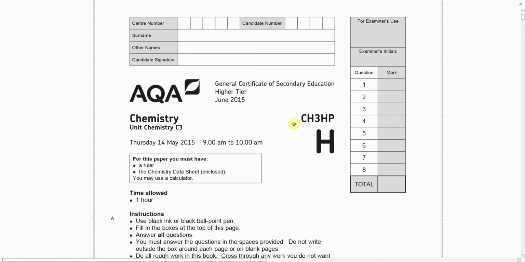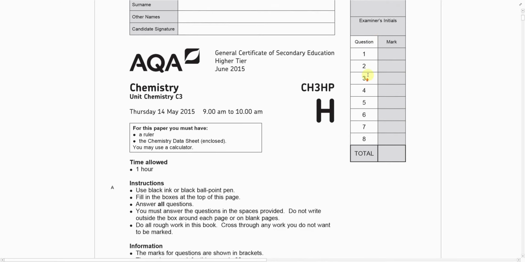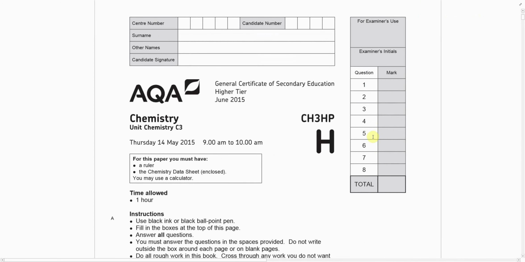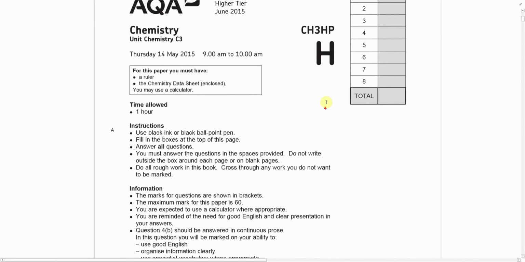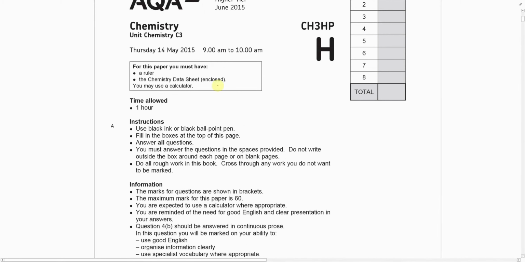So this is the AQA C3 Unit C3 Chemistry, May 2015. It's a 60-mark paper, just like the C1 and the C2. This paper is a bit longer though, in terms of the amount of questions that it's got. It's actually got 8 questions, obviously testing all the different topics in C3. So just go get cracking with it.